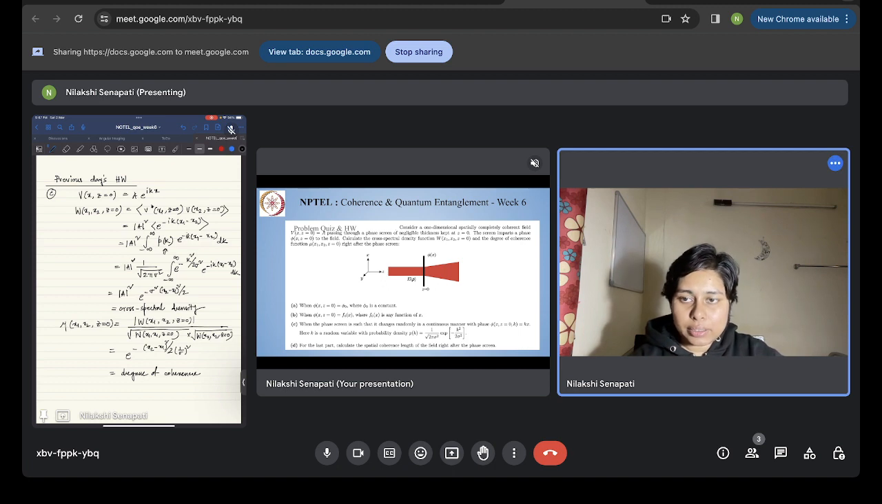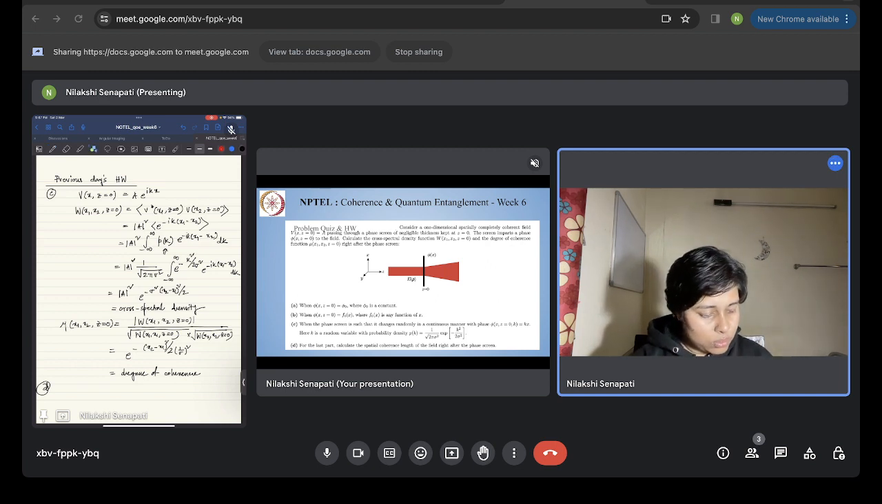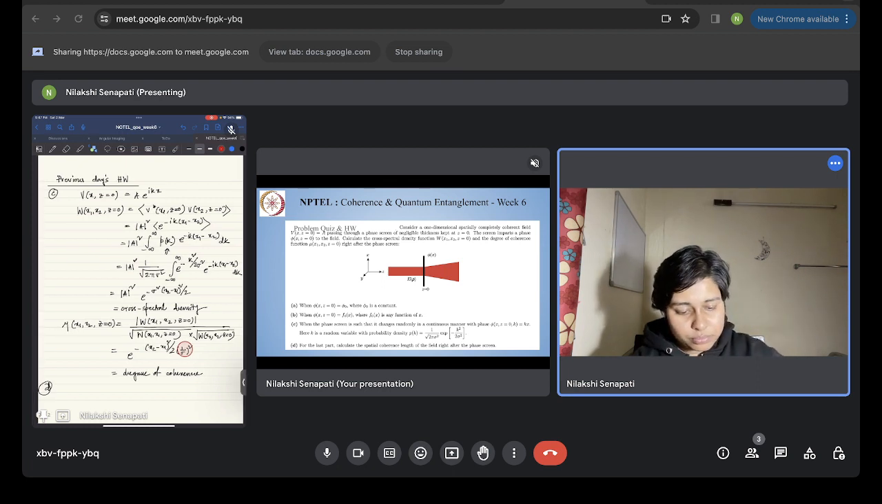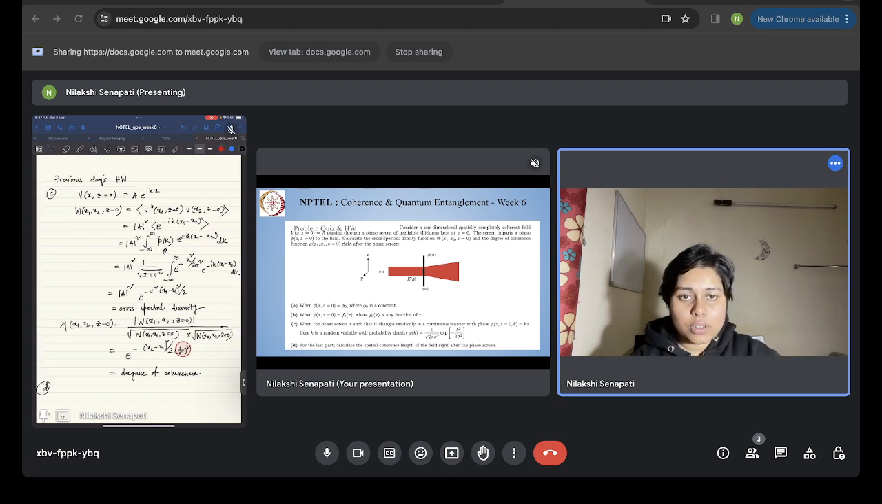And this was part C, and for the last part D, it is saying: calculate the spatial coherence length of the field right after the phase screen. The spatial coherence of the field after the phase screen will be 1 by sigma. We know how to calculate.